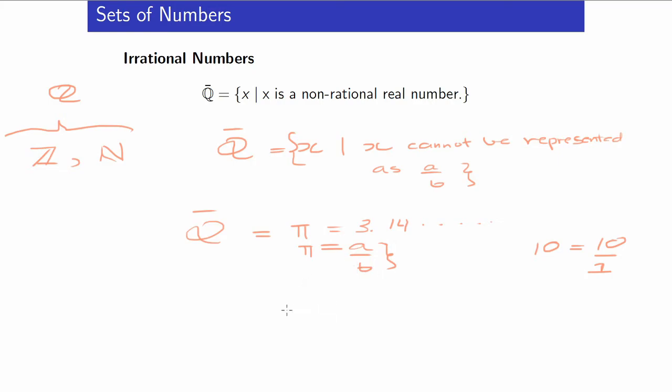There are so many other irrational numbers. The square root of 2 is another one. You couldn't solve for one of these variables to be able to create this. And that's why it's an irrational number. It's an irrational number, which is a non-rational real number.